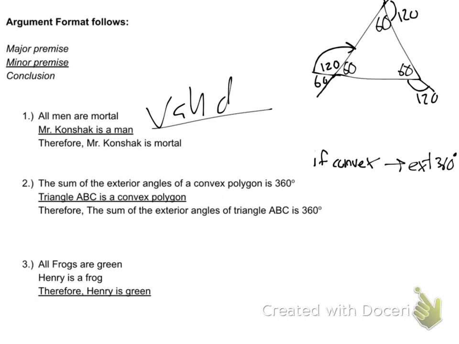Couple minutes left here, guys. All frogs are green. Henry is a frog. Therefore, Henry is green. That is valid. Number 2 is valid, right? Yes, 2 is also valid. Well, you didn't draw the line, but it's still valid. Okay, to save some time, I'm going to move on.